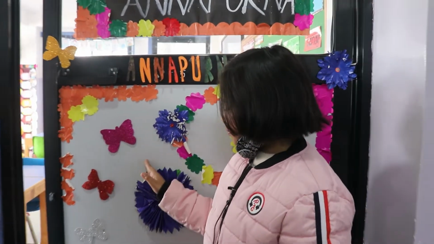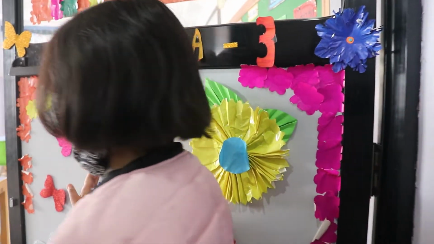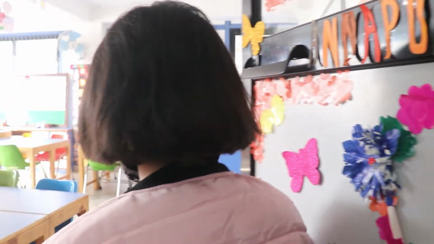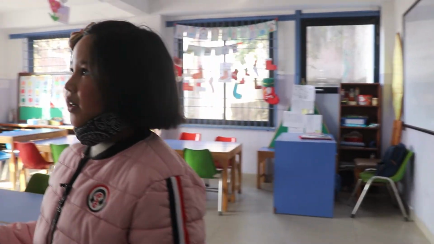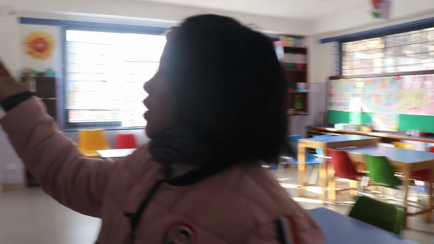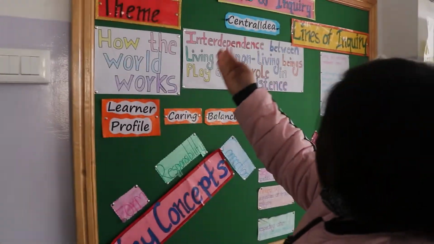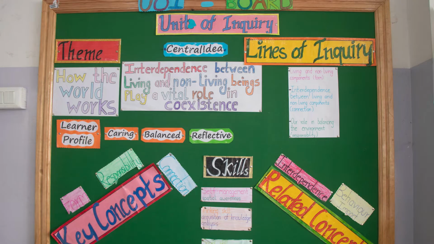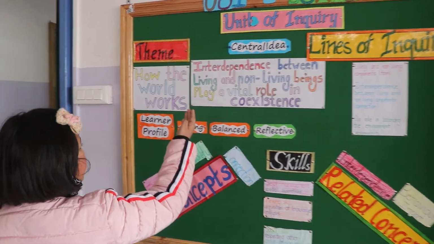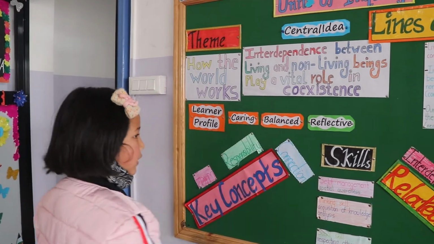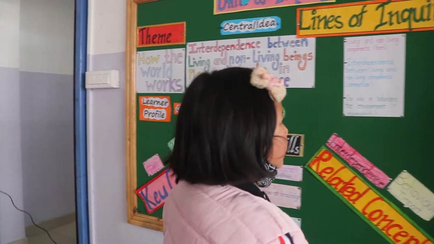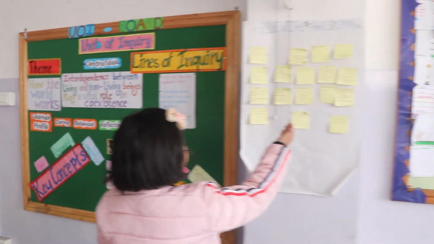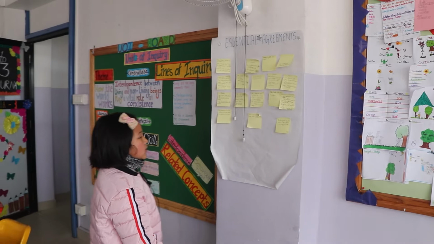Here is Annapurna. This is grade 3 Annapurna. Over here is the unit board. There are theme, learner's profile, key concepts, skills, central idea, and lines of inquiry. And here are the essential agreements.